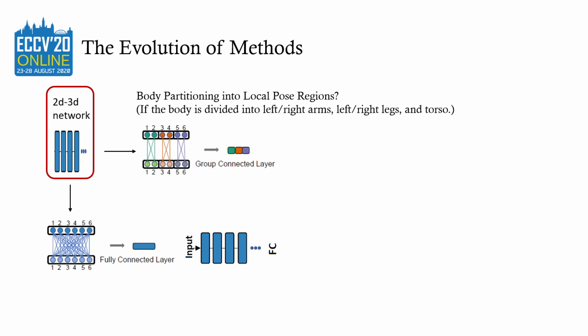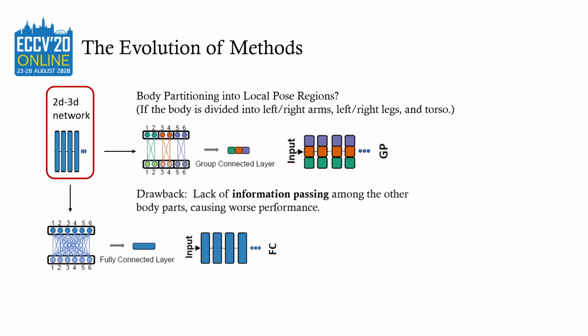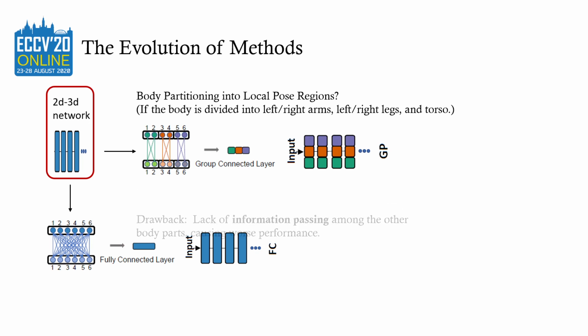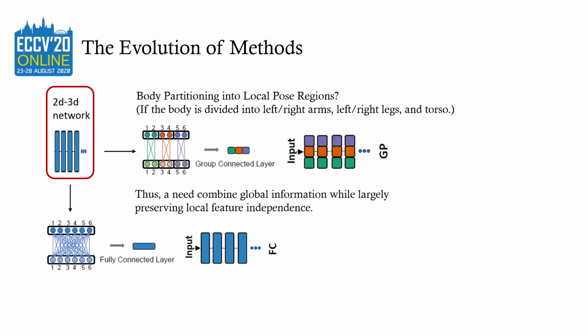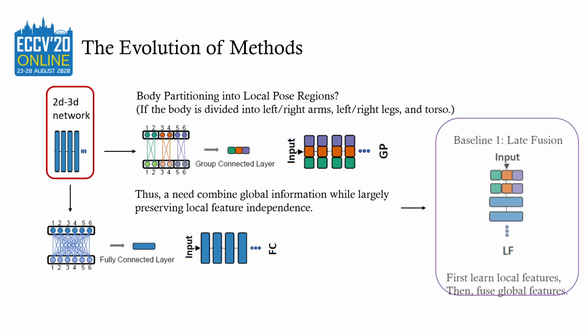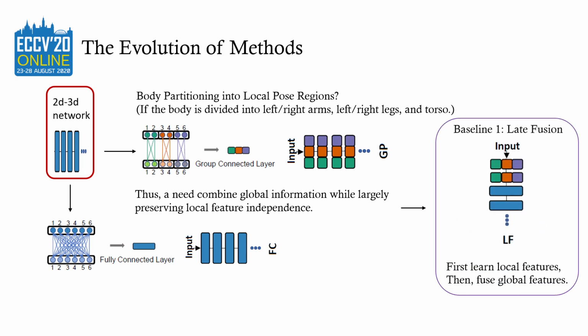However, a drawback of group-connected layers is that the status of other body parts is completely unknown when inferring the local pose. As a result, the set of local inferences may not be globally coherent, leading to low performance. There is thus a need to account for global information while largely preserving local feature independence. To further keep local representation ability and information passing with global coherence, three more baselines can be proposed. The first one is late fusion, which learns local features in the earlier layers and fuses the local features by later fully connected layers to gain global information.